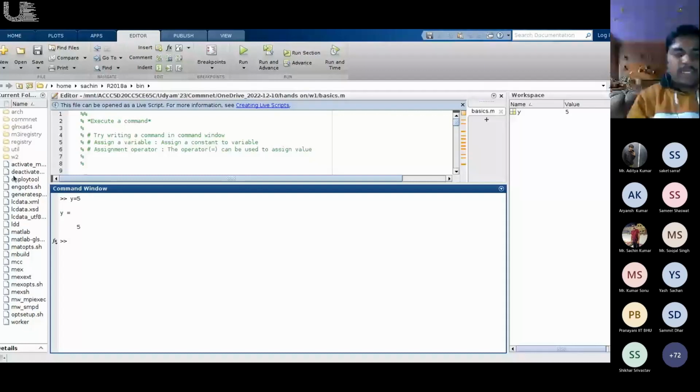Let's say I am writing x is equal to y. So what will it do? Anyone? It is very easy, just respond. Okay, if anyone.